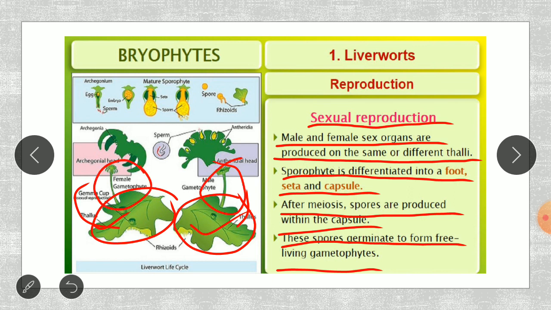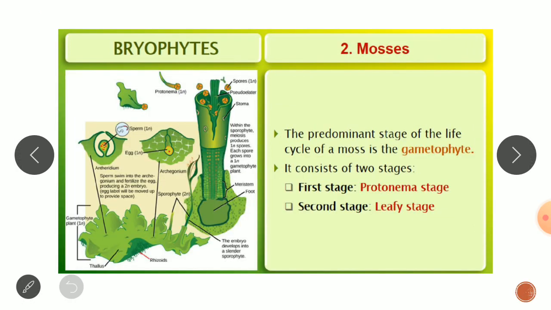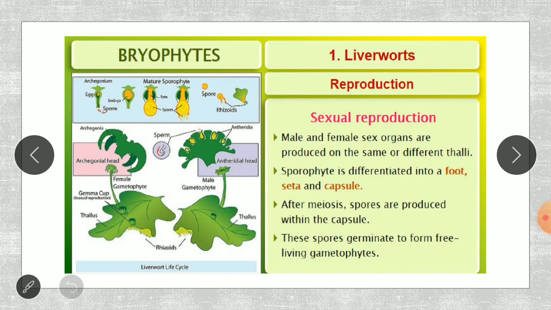These sporophytes are going to produce the spores, which then develop into a new individual, that is a new gametophyte. When this type of reproduction takes place, we can see that it is very common in the case of the bryophytes.